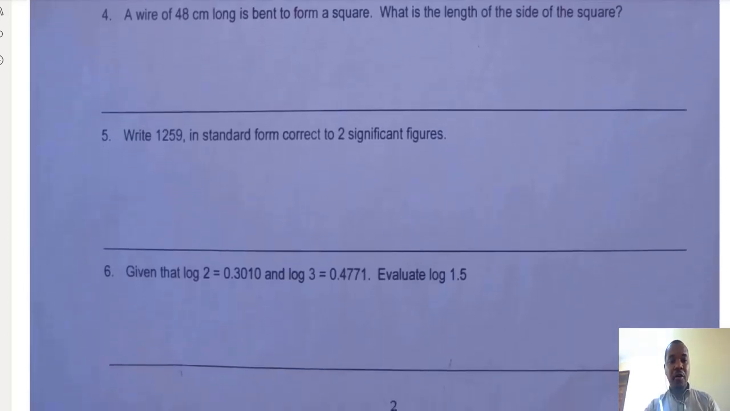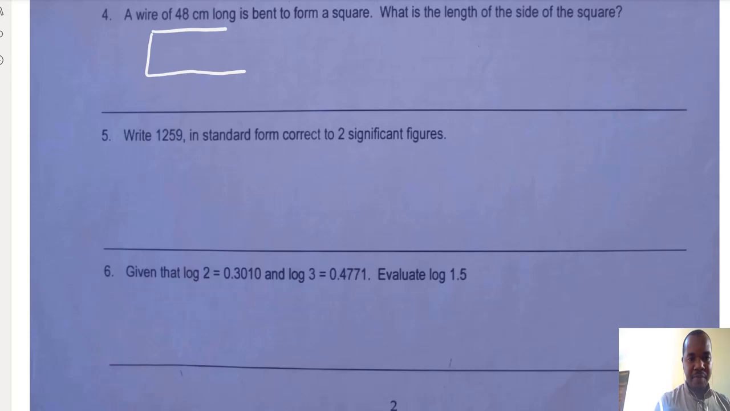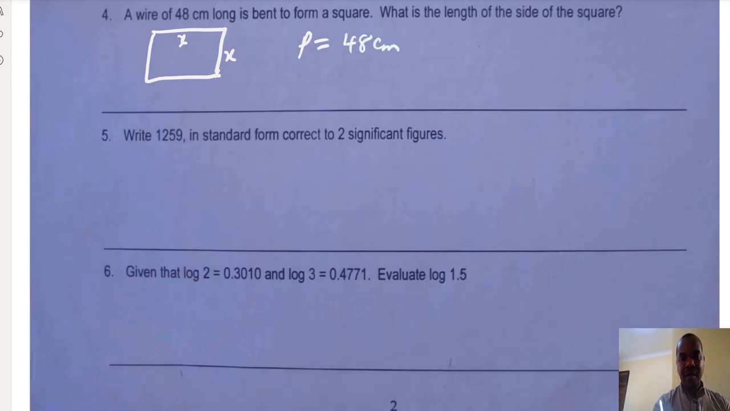Question number 4. A wire of 48 centimeters long is bent to form a square. So a wire having a length of 48 centimeters was bent to form a square. This is our imaginary square here, and maybe the length of the side of this square is x. We know that the total length is going to be our perimeter, which is 48 centimeters. We're supposed to find the value of x, the side of the square.